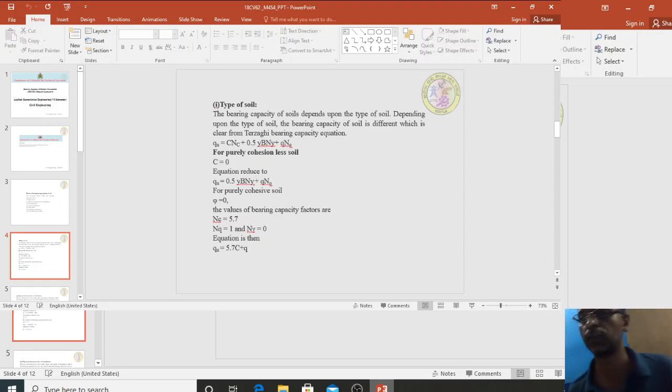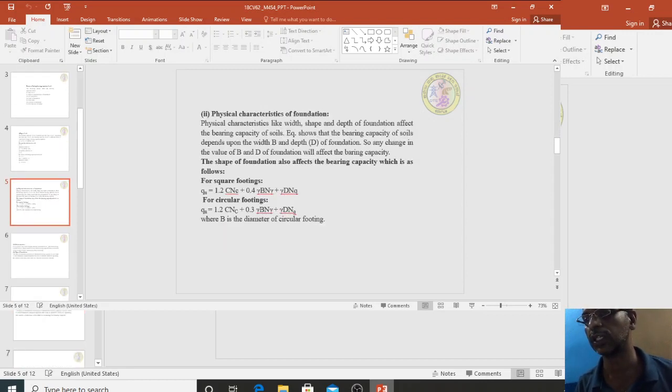For example, for pure cohesionless soil, c is 0 and the ultimate bearing capacity is qu equals gamma Df Nq plus half gamma B Ngamma. Whereas for pure cohesive soil, phi is 0, then Nc is 5.7, Nq is 1 and Ngamma is 0, then qu is 5.7 c plus gamma Df.